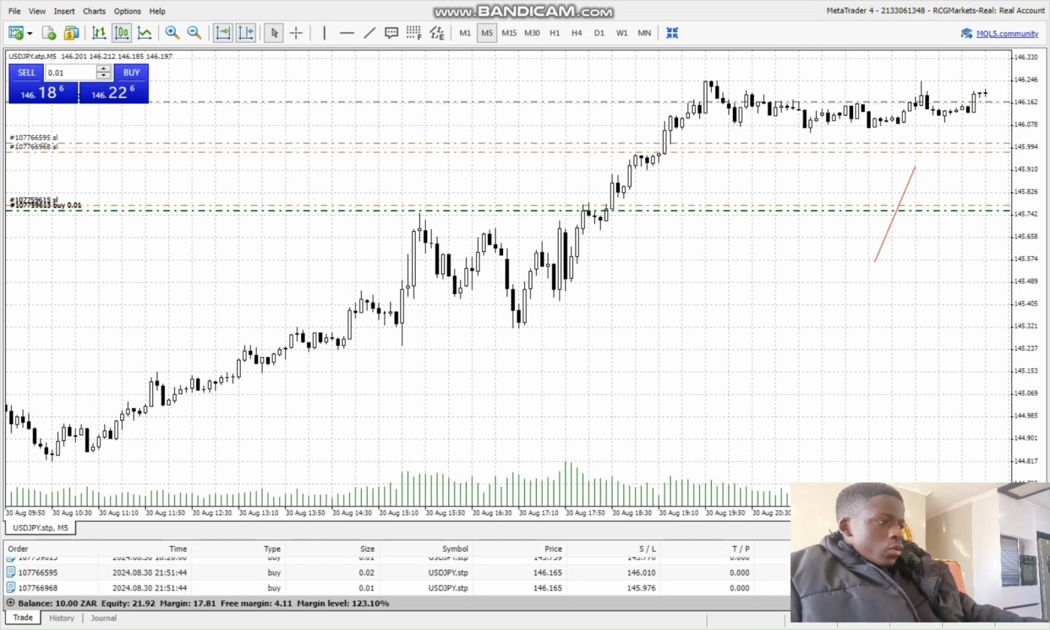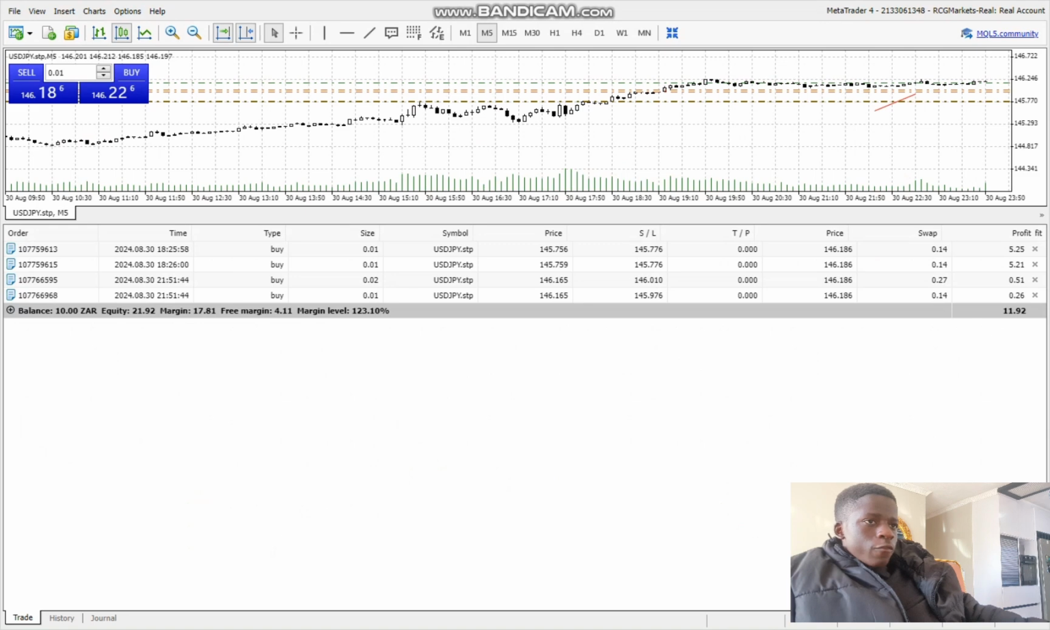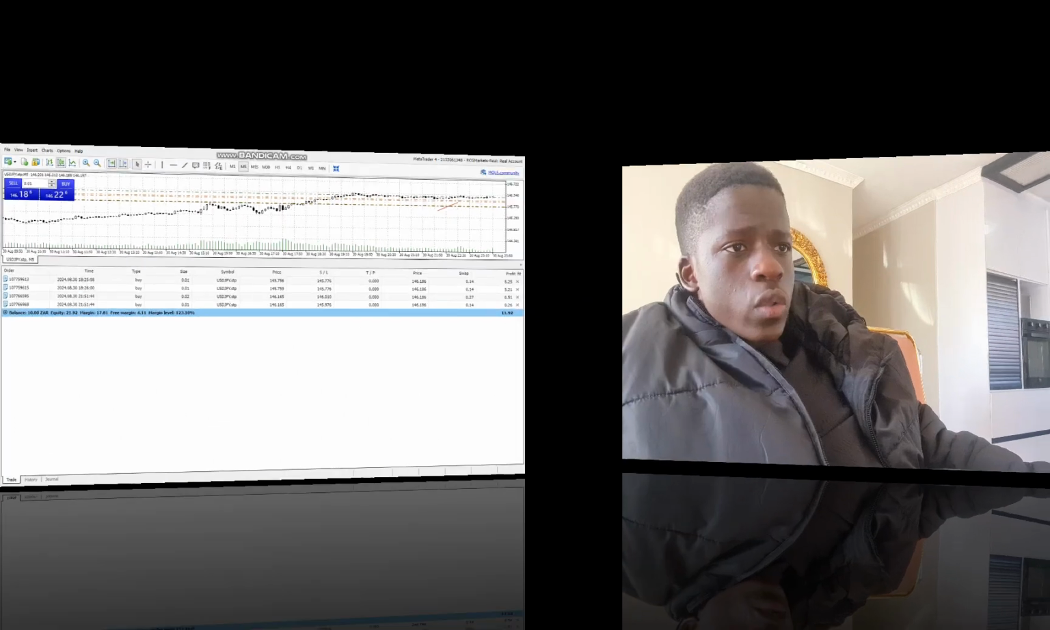Oh yeah, by the way, if you look down here, you can actually see the profits. Let me just do this. You can see we actually flipped the account, because the account is now on 21.92 rands of equity, and the balance, as you can see, was actually 10 rand.